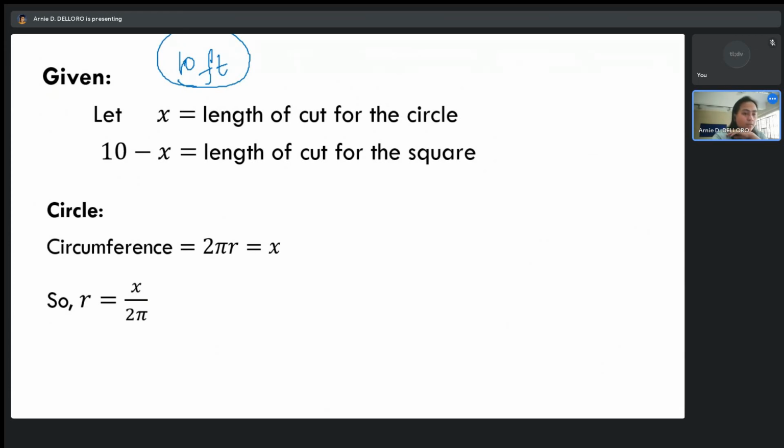Okay? Now, to determine the area of the circle, isa-substitute lang natin yung value ng r doon sa formula ng area of the circle, which is given by pi r squared. So the area of the circle is x squared over 4 pi. Ganito yung pi ko. 4 pi. Sige, ayusin ko lang.